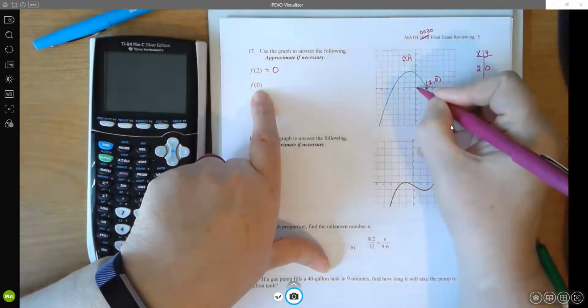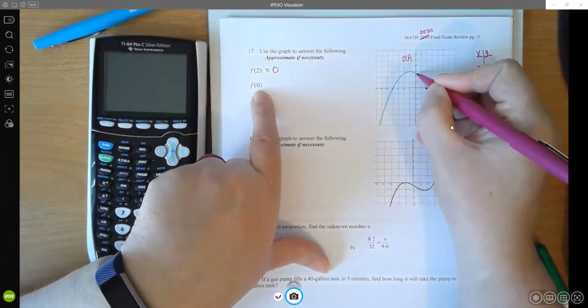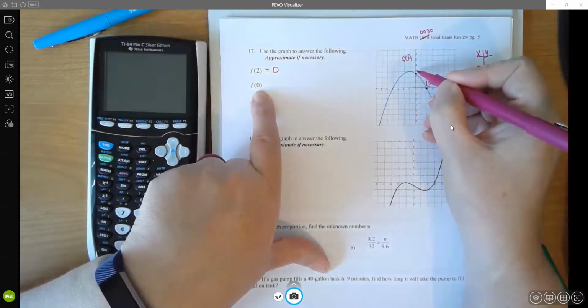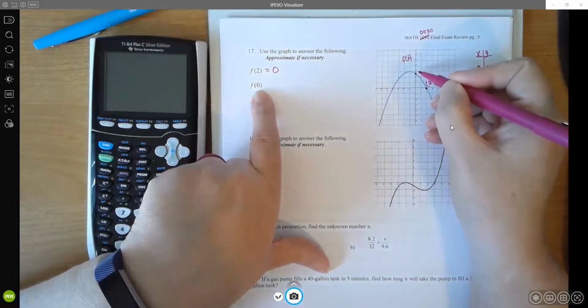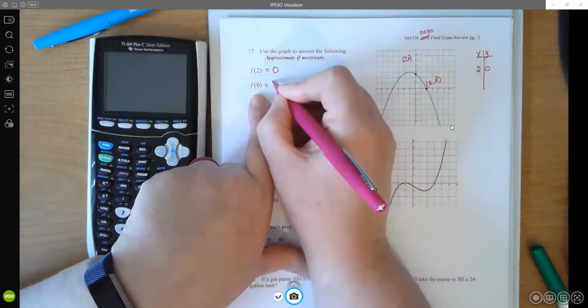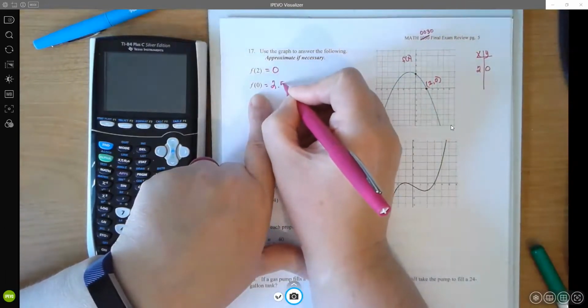So this right here is saying what happens when the x is 0. So when the x is 0, we're not still down at 0. This graph comes up here. And notice it's not a whole number. It is somewhere between 2 and 3. And if I look at that, that looks almost exactly halfway. So I'm going to put that it's halfway between 2 and 3, which would be 2.5.